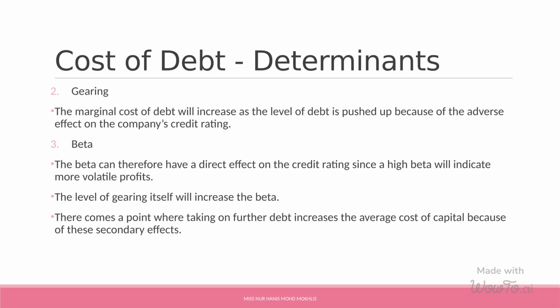Gearing. The marginal cost of debt will increase as the level of debt is pushed up because of the adverse effect on the company's credit rating. Beta. The beta can therefore have a direct effect on the credit rating, since a high beta will indicate more volatile profits.